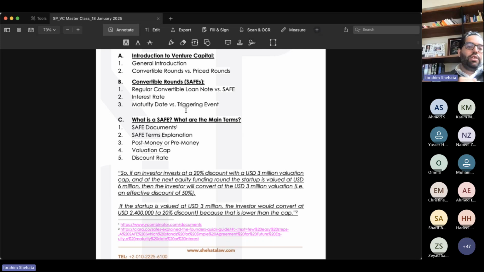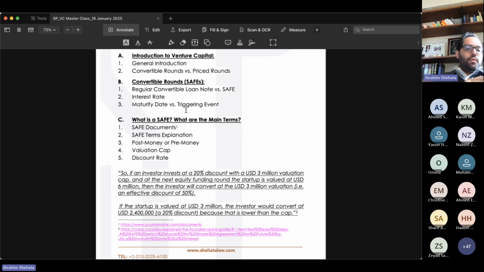The valuation cap is $1 million. The discount rate is 20%. Based on that, there's one equation that is solved from day one, which is the valuation cap. So you know from day one that you will get 10%. And it could be diluted a little bit, but very minimal dilution.